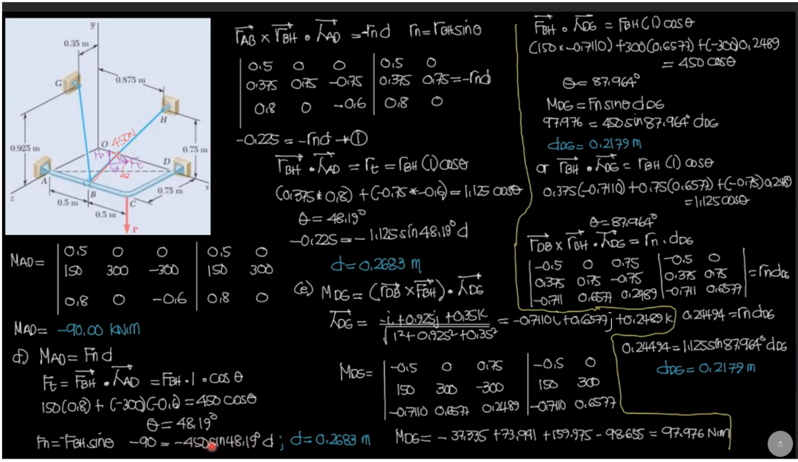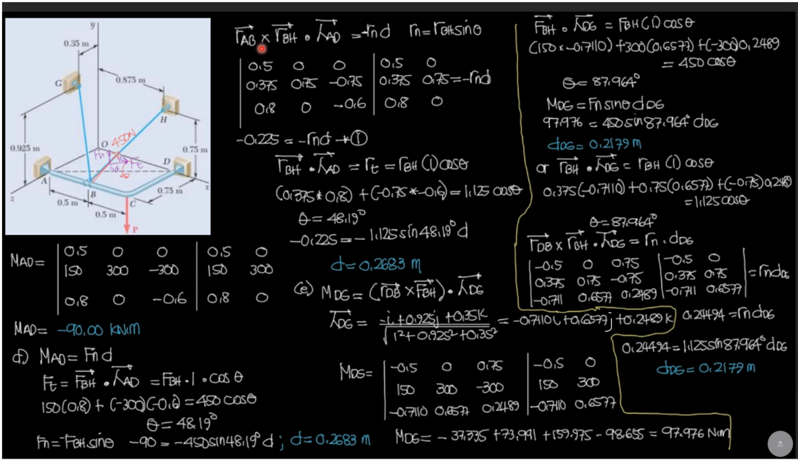I hope that you understood this. This is the normal component of the 450 Newton force, the force that is perpendicular to this axis AD here. So that's why it is force times perpendicular distance. Solving for that perpendicular distance, it is 0.2683 meter.